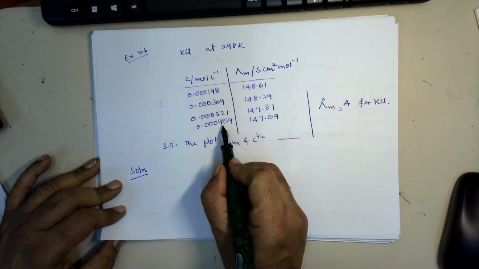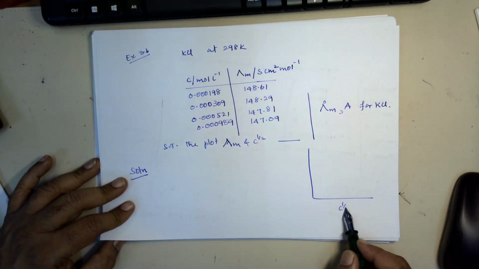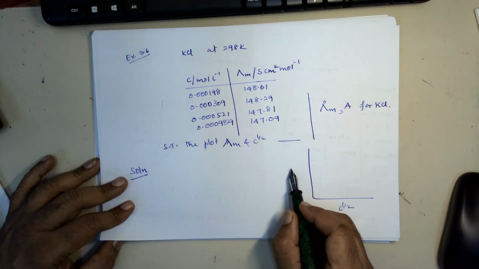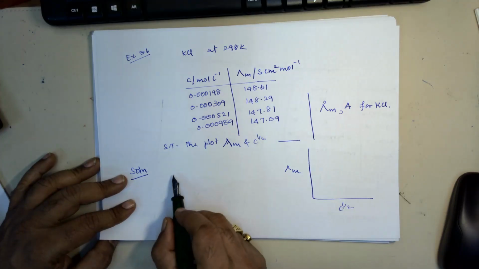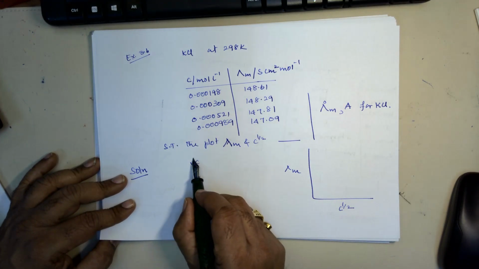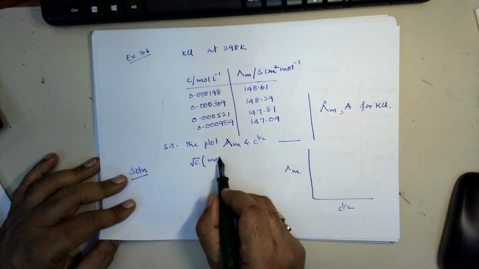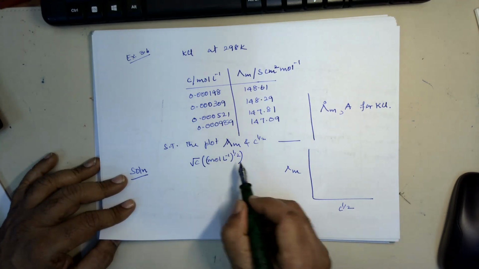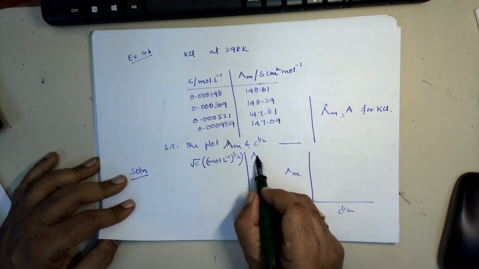You have to find out the square root value because we can obtain the graph only with c power 1 by 2. That is square root of c. And then here you have to put lambda m value. Okay. So now what we are supposed to do? You have to find out the square root of c, for which the unit is mole per liter power 1 by 2. So this is the value, and the respective value should be noted down for lambda m.